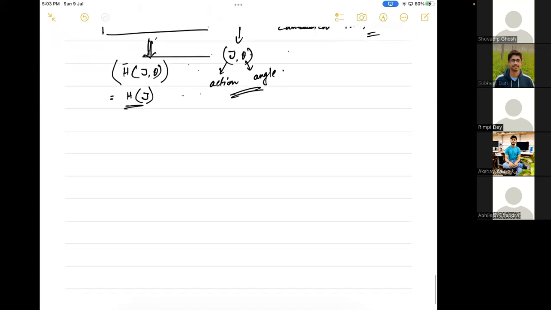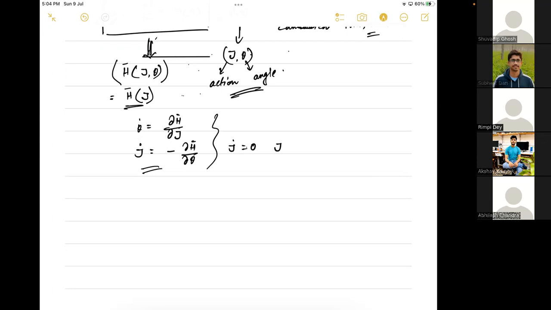Now, if you express Hamilton's equations of motion in the new variables, theta dot will be del H del J, and J dot will be minus del H del theta, right? This is Hamilton's equation of motion. Now this new Hamiltonian is independent of theta, right? So J dot will be 0 in this case because H bar is independent of theta.